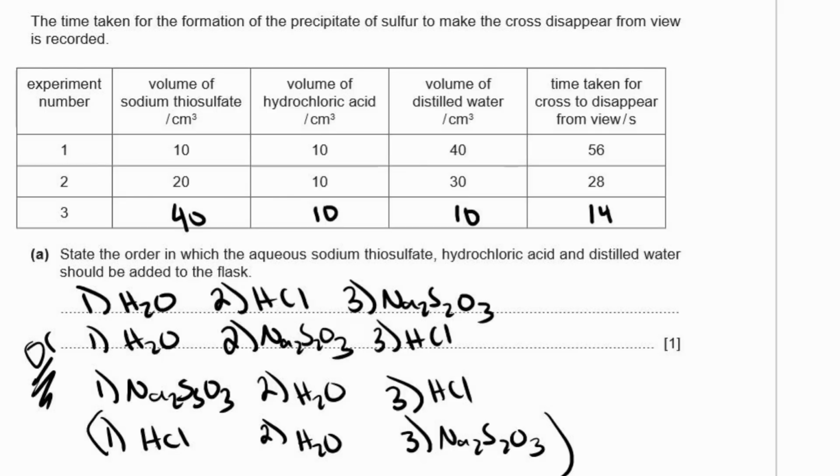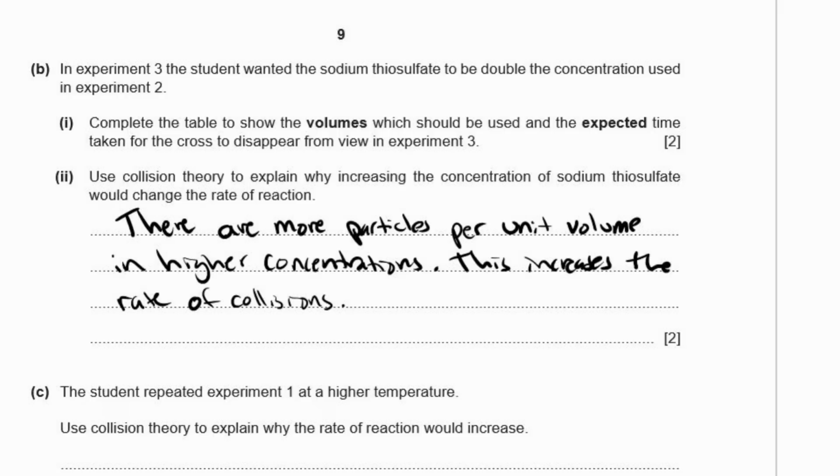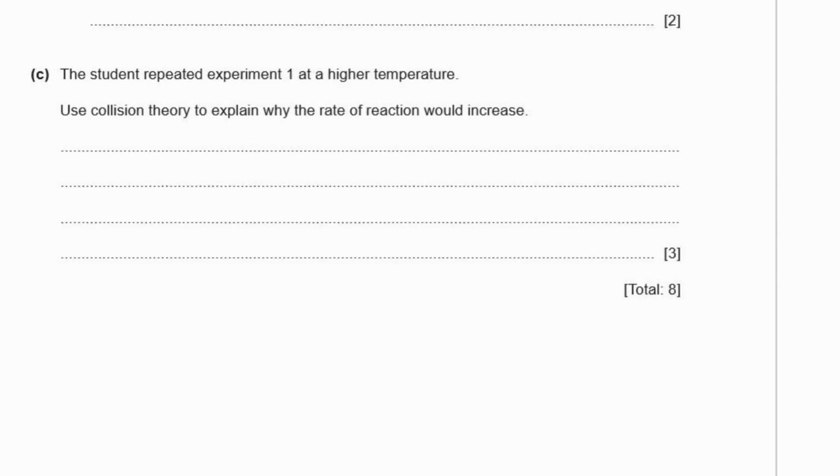That's it. 2. Use collision theory to explain why increasing the concentration of sodium thiosulfate would change the rate of reaction. So basically, if you have more particles in a particular space for the higher concentration, it will increase the rate of the collisions occurring. So there are more particles per unit volume in the higher concentrations, and this increases the rate of the collisions.